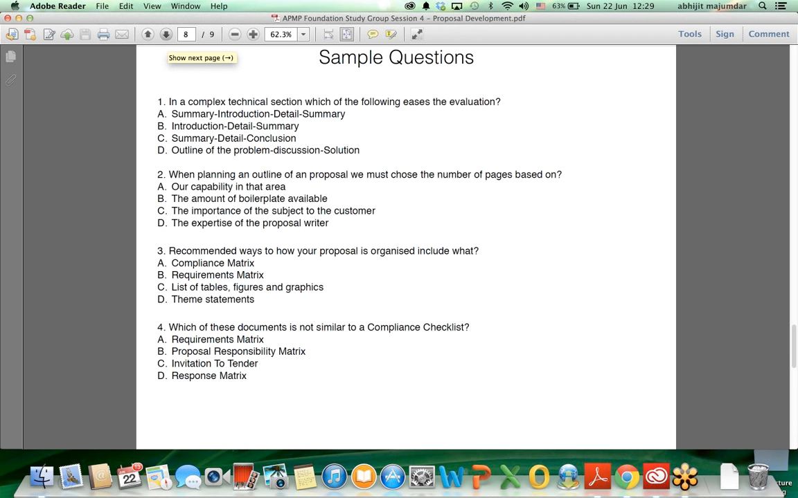Which of these documents is not similar to a compliance checklist? The requirements matrix is similar to a compliance checklist because it comes from the compliance checklist. The proposal responsibility matrix is also similar to a compliance checklist. The response matrix is similar. The invitation to tender is definitely the document which is not similar to the compliance checklist. So this is the type of questions you will typically see in the test.